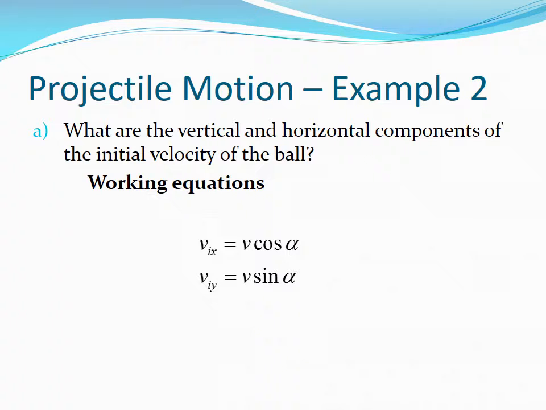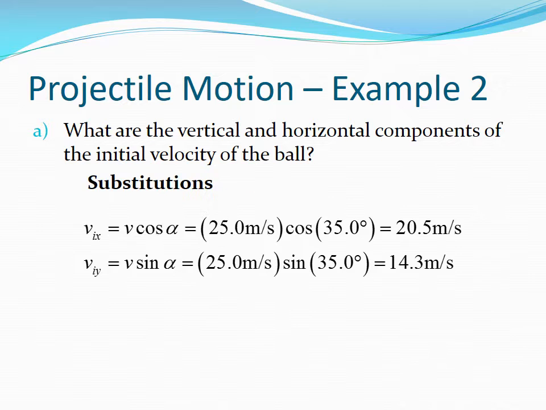What are the vertical and horizontal components of the initial velocity of the ball? These are just the x and y components of a right triangle. We use v for the initial speed of 25 meters per second and an angle of 35 degrees. Substituting these and noting that both components are positive, we get a uniform horizontal velocity of 20.5 meters per second and an initial vertical velocity of 14.3 meters per second.